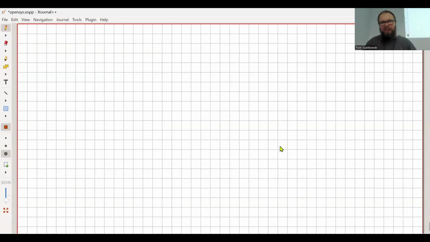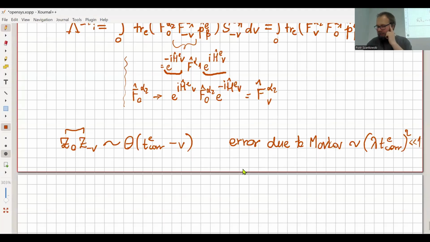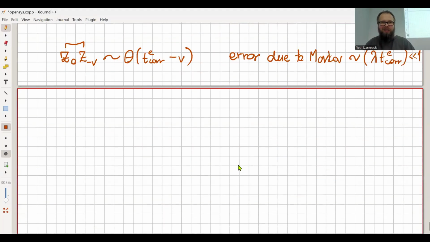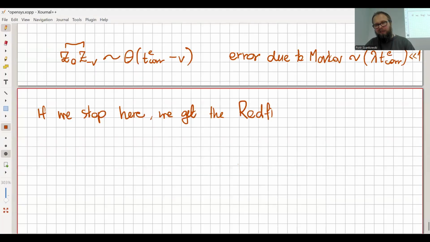Right. So now, if we were to stop right here, we would obtain something that's called the Redfield master equation. Redfield is a surname of a guy, again. Although I'm using red color here, it's not because of the red in the name, it's just a surname of a guy.